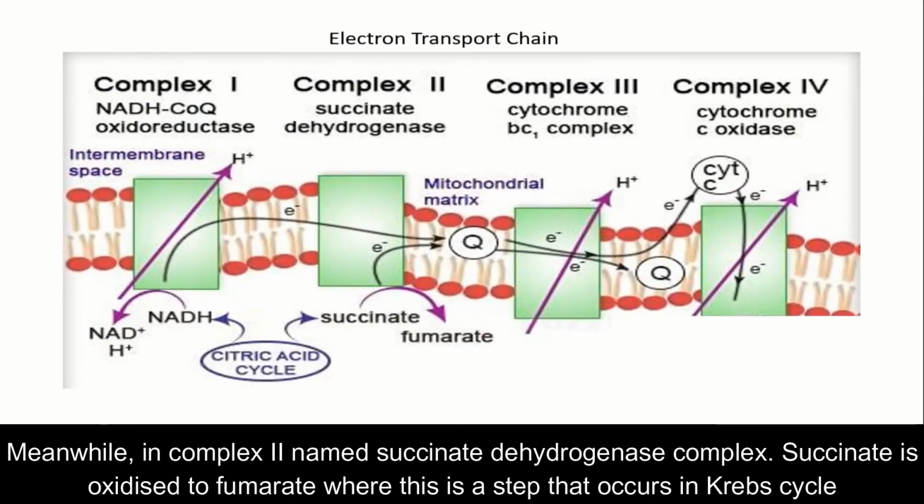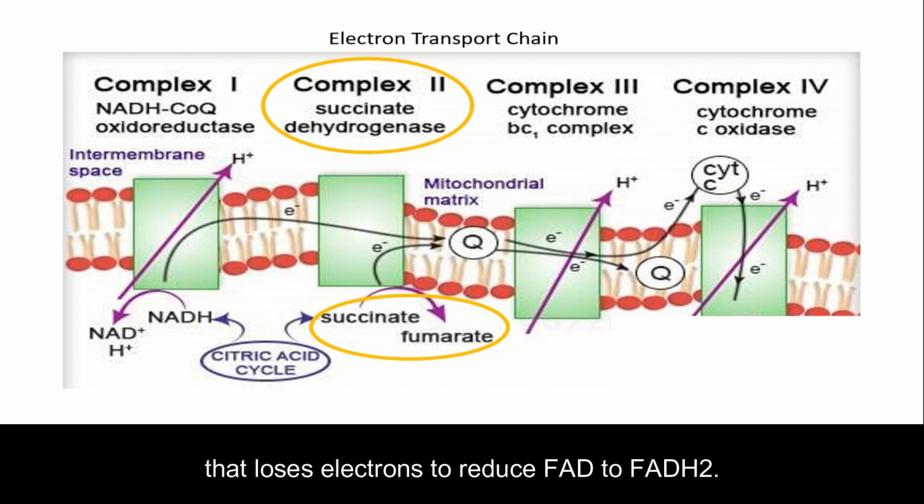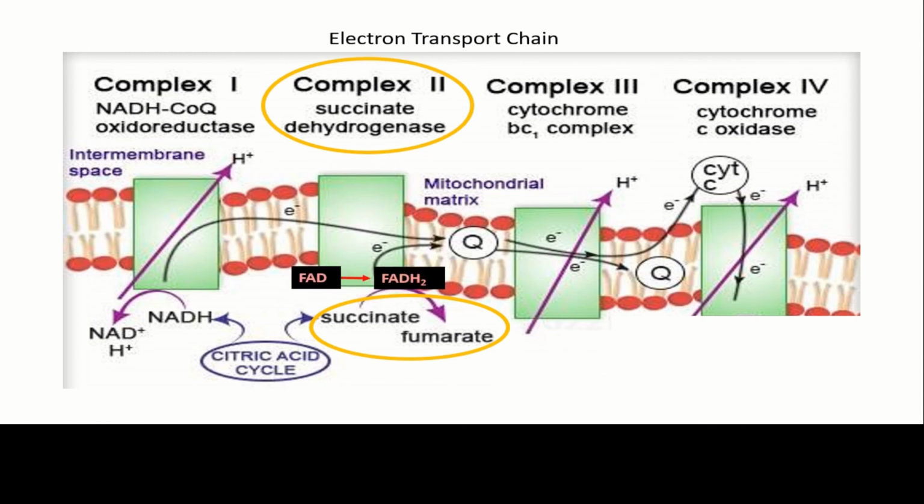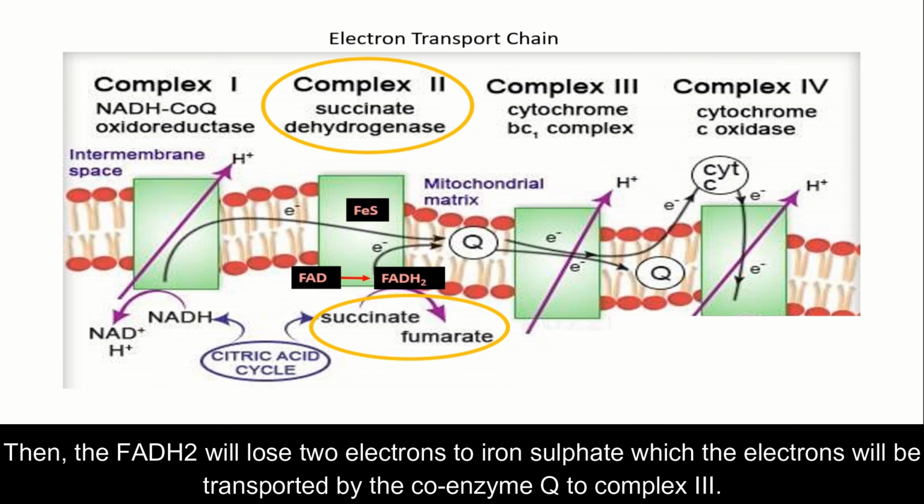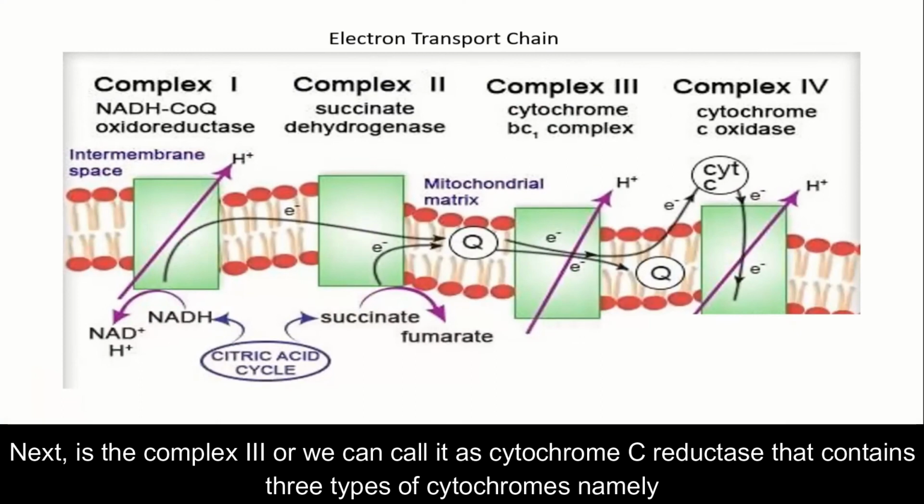Meanwhile, in complex 2, named succinate dehydrogenase complex, succinate is oxidized to fumarate, a step that occurs in the Krebs cycle that loses electrons to reduce FAD to FADH2. Then, the FADH2 will lose 2 electrons to iron sulfur, and the electrons will be transported by coenzyme Q to complex 3.